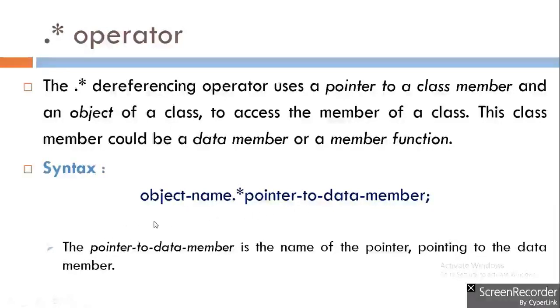So here is the syntax: object name, dot, asterisk symbol, and then the name of a pointer to the data member. Here pointer to the data member is the name of a pointer which is pointing to the data member. Let's see both of these operators with an example.